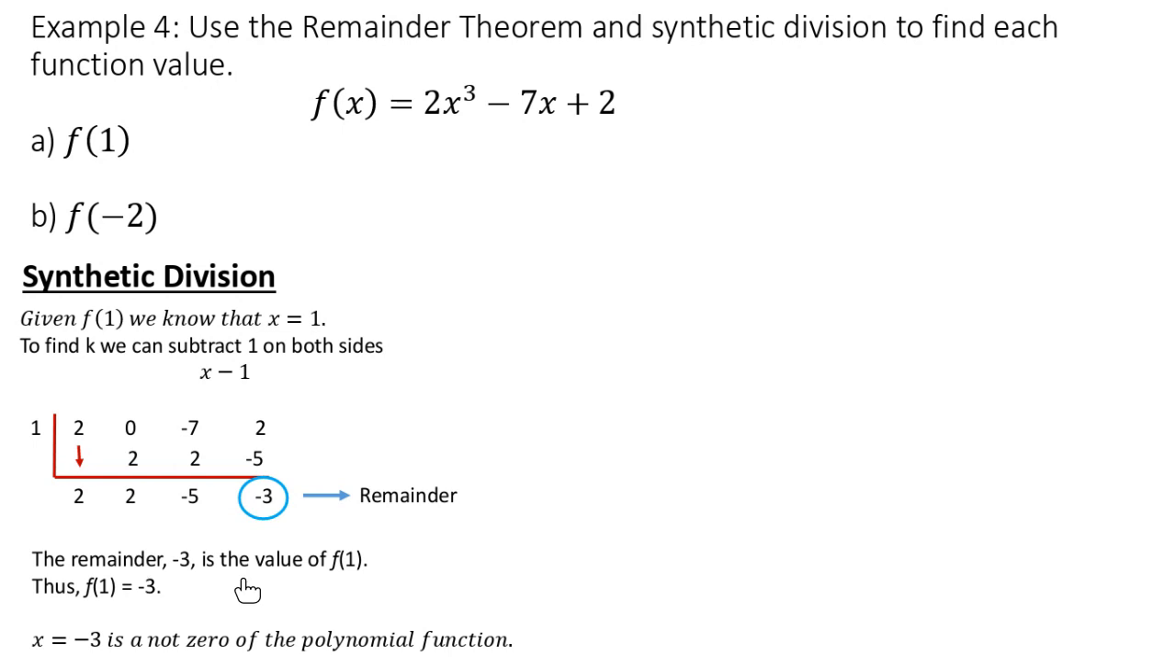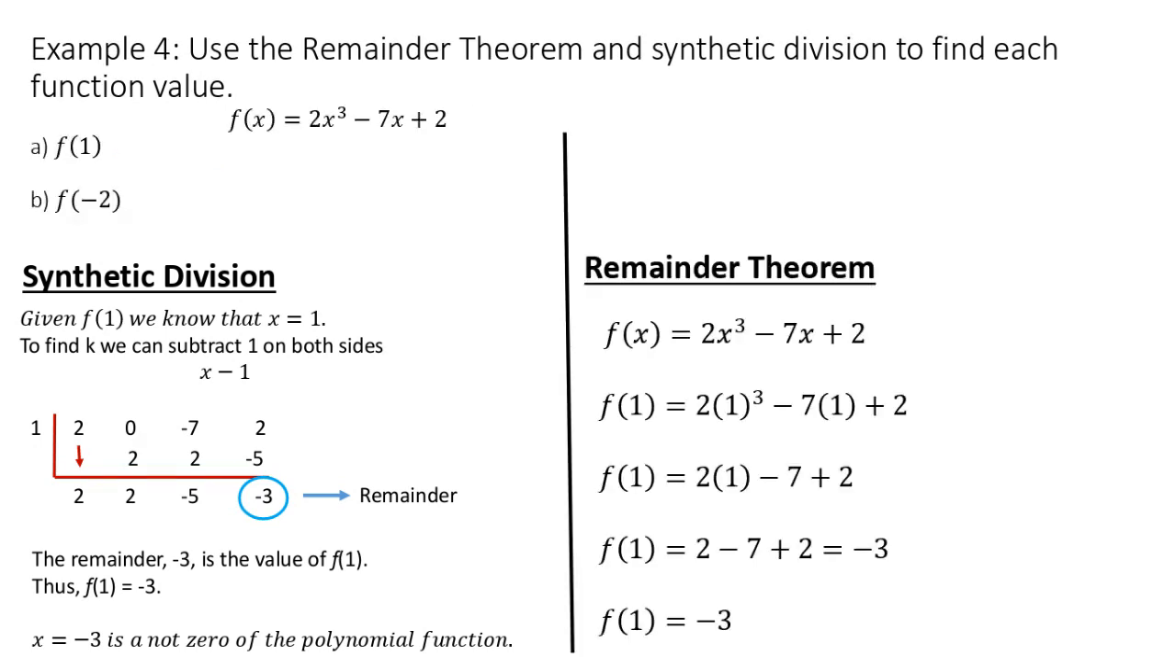The remainder is negative 3. What that tells us is that the value of f of 1 is equal to negative 3. And so this answer here is negative 3. In the first sections, we did it this way, where we plugged in the 1 for every x that we see. So here I plug in 1, and I get 1 cubed is 1. Negative 7 times 1 is negative 7 plus 2. 2 times 1 is 2. Negative 7 plus 2 equals negative 3. Notice that the remainder here is the same answer we get when we plug in 1 for every x that we see. So that theorem is just saying that if you plug in this value, the answer you get is going to be your remainder.